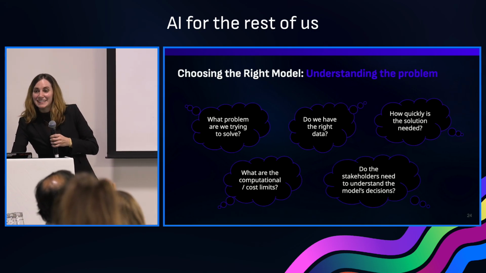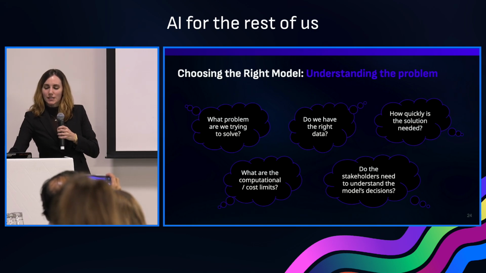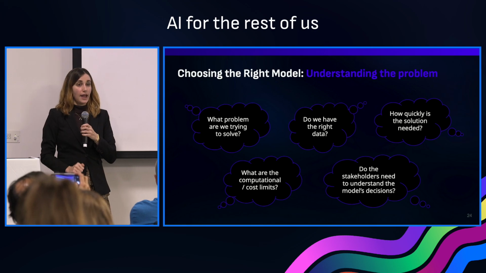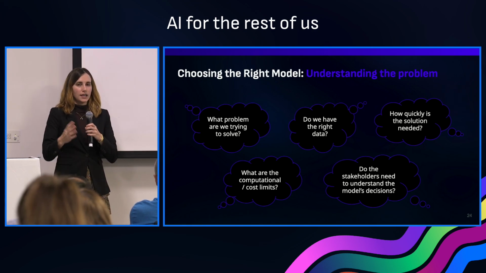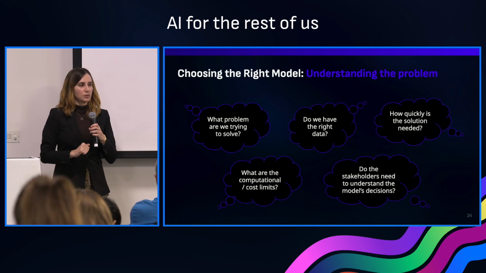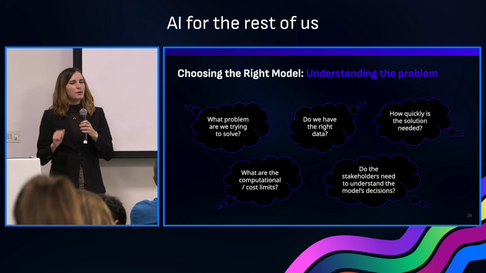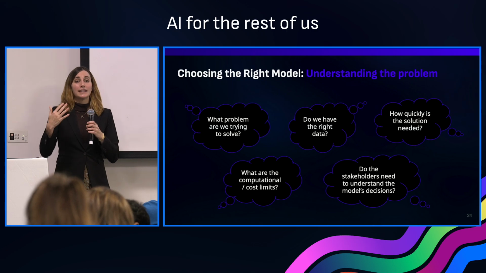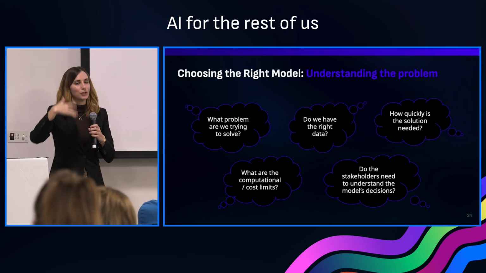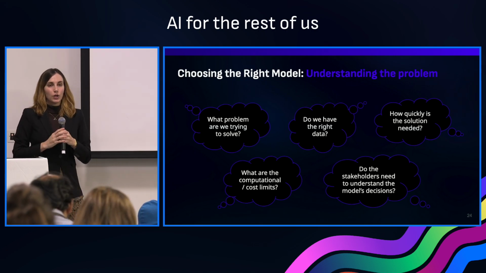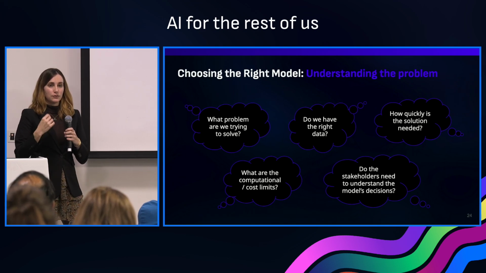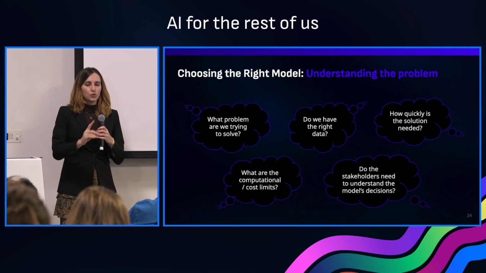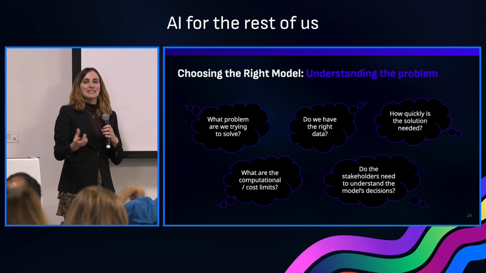And then the last question is, do the stakeholders actually need to thoroughly understand what's happening behind the box, right? LLMs are black boxes. There are a lot of other machine learning models that are also very big black boxes, so it's very difficult to say how this model actually landed at the output that it predicted or inferred or whatever. So if interpretability, if explainability is extremely important, you might want to go to a model that is easier to explain.